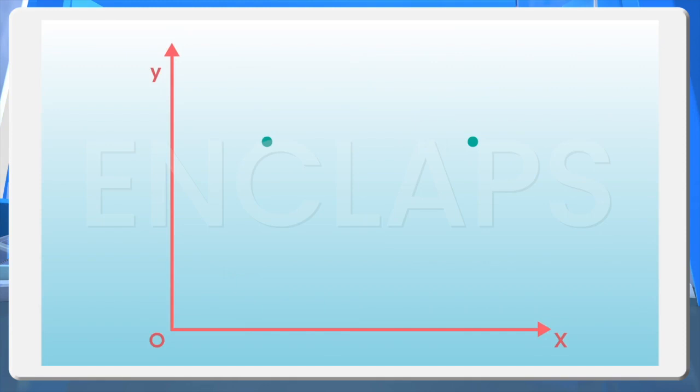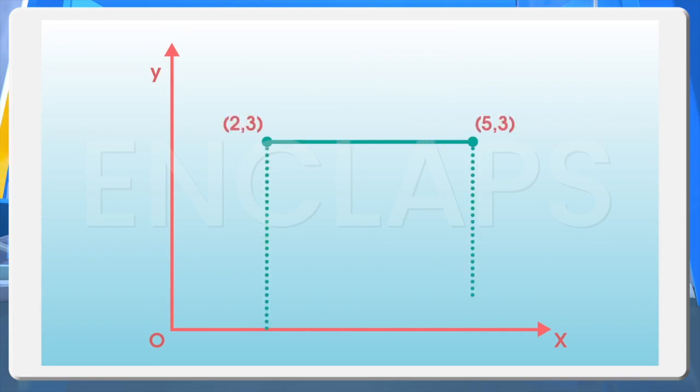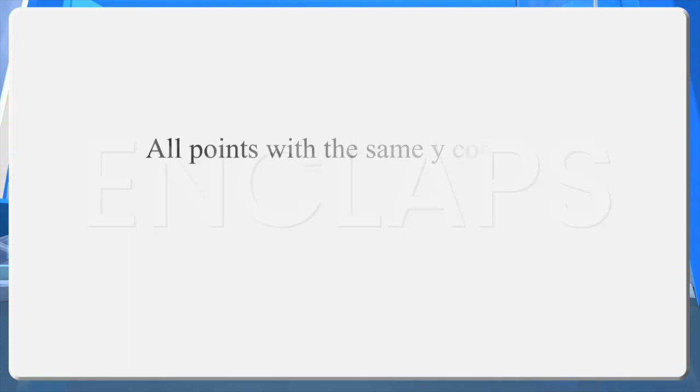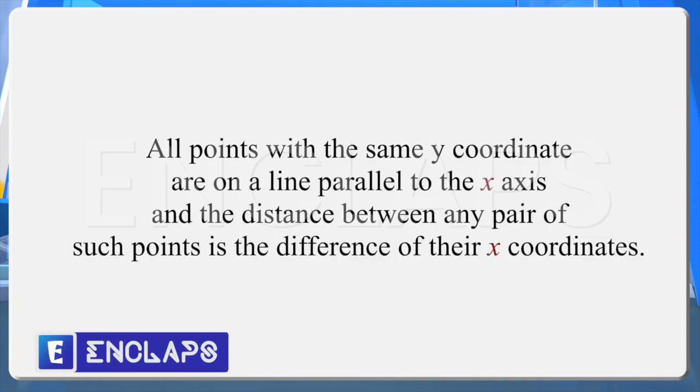Look at this picture. Is the line connecting these points parallel to the axis? Yes. So, the distance between them is the same as the distance between the feet of the perpendiculars from these to the x-axis. That is, the distance between the points equals 5 minus 2 equals 3. What do you understand from this? All points with the same y coordinate are on a line parallel to the x-axis and the distance between any pair of such points is the difference of their x coordinates.